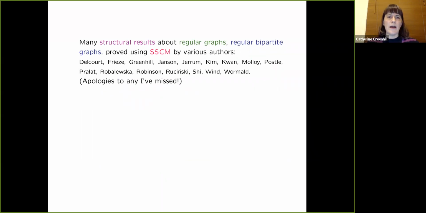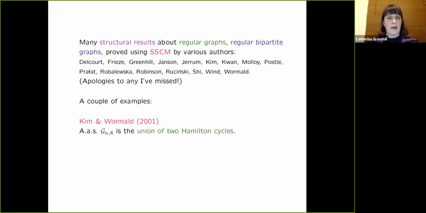What's been proved by it? There's a lot of results for regular graphs and some results on regular bipartite graphs, and then a very few results on hypergraphs that I'll talk about later. So I'm going to start just writing SSCM instead of small subgraph conditioning method. There's a bunch of people who've done papers using this method. These ones are the sort of structural ones where you're looking for a substructure with probability that it should exist. Okay, I'll just give you a couple of examples.